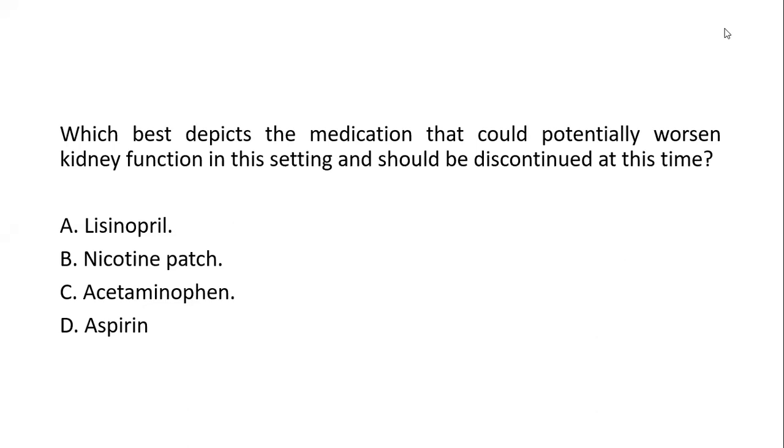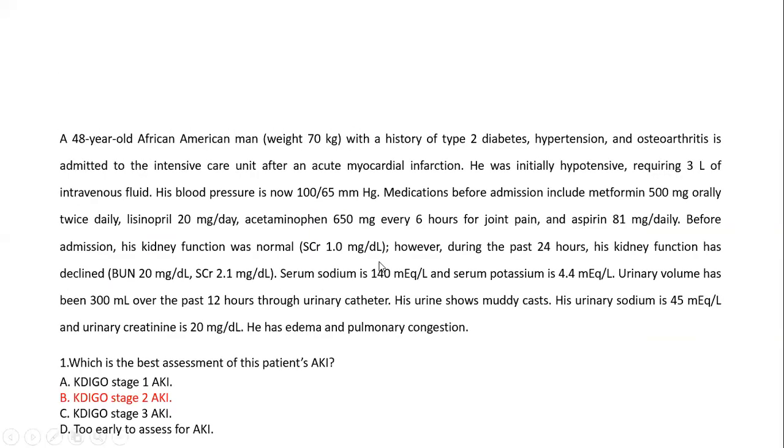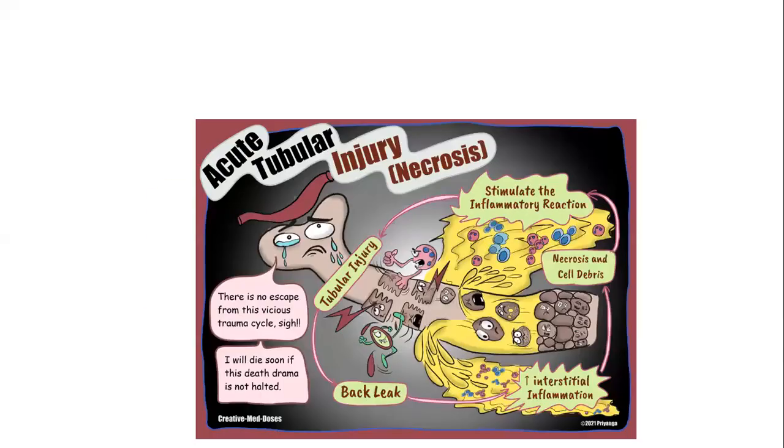Okay, so let's get back to the case. I guess I should have mentioned the case multiple times, but let's get back to the case. So this patient is on lisinopril, and his aspirin is 81 mg per day. His lisinopril is 20 milligrams per day. Acetaminophen is 650 milligrams every 6 hours, right? So now getting back to the question that we were discussing.